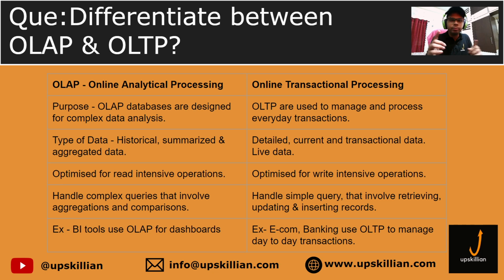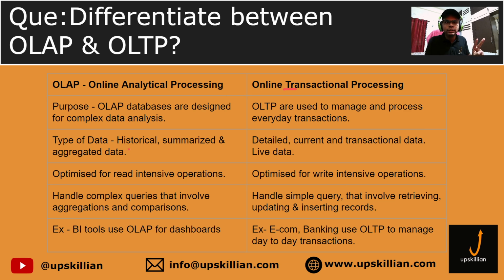Now let us see these points one by one. The first one is purpose. What is the purpose of OLAP? OLAP is designed to handle complex data analysis. Whereas OLTP is used to manage and process everyday transactions. So the purpose of OLTP is to manage and process all transactional data, which is why T stands for transactions in OLTP.